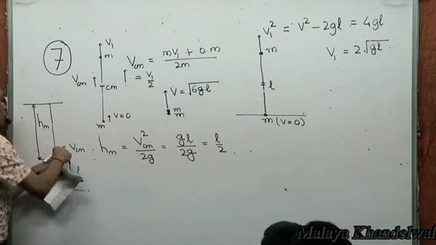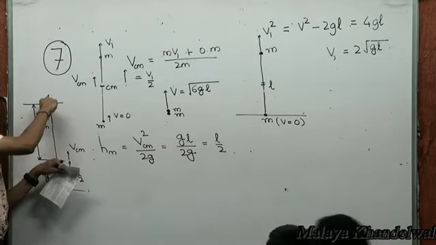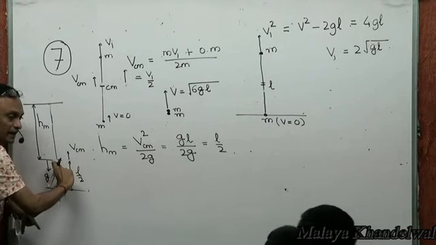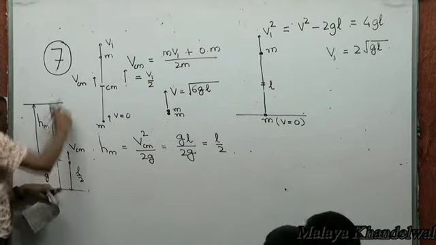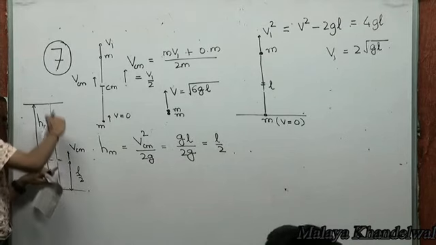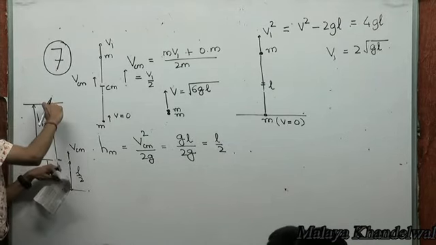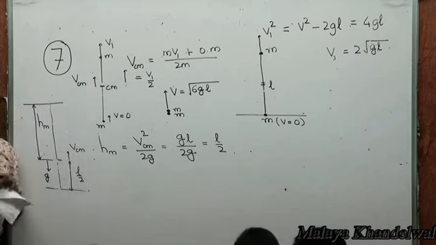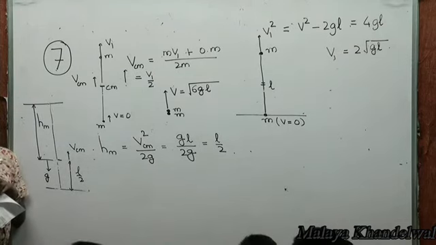That means from this point onwards, it acquires a maximum height L by 2, plus it is already at a height L by 2. That means the maximum height from the ground is going to be L by 2 plus L by 2. That makes it L units from the ground, the maximum height from the ground acquired by the center of mass in the process.